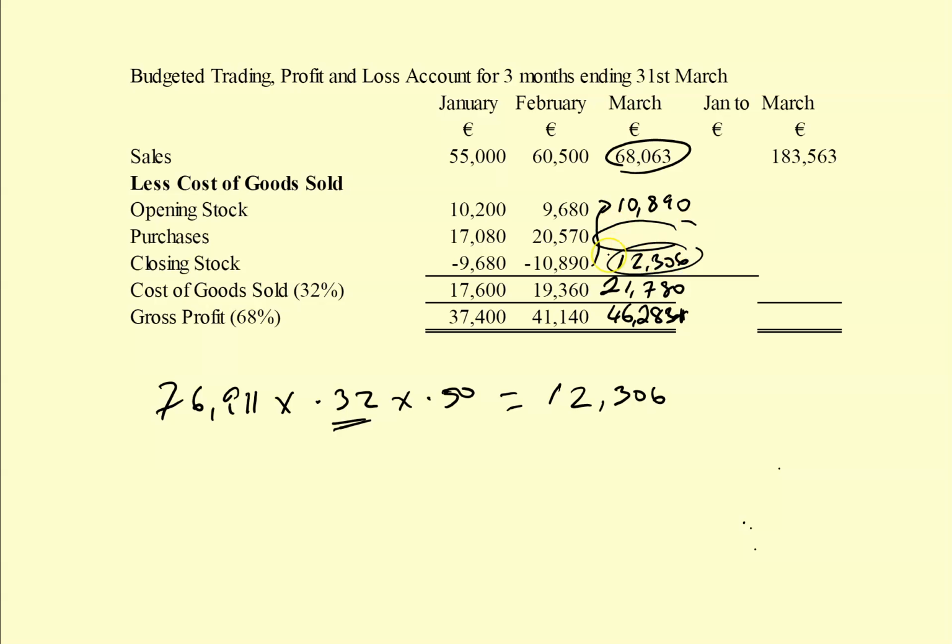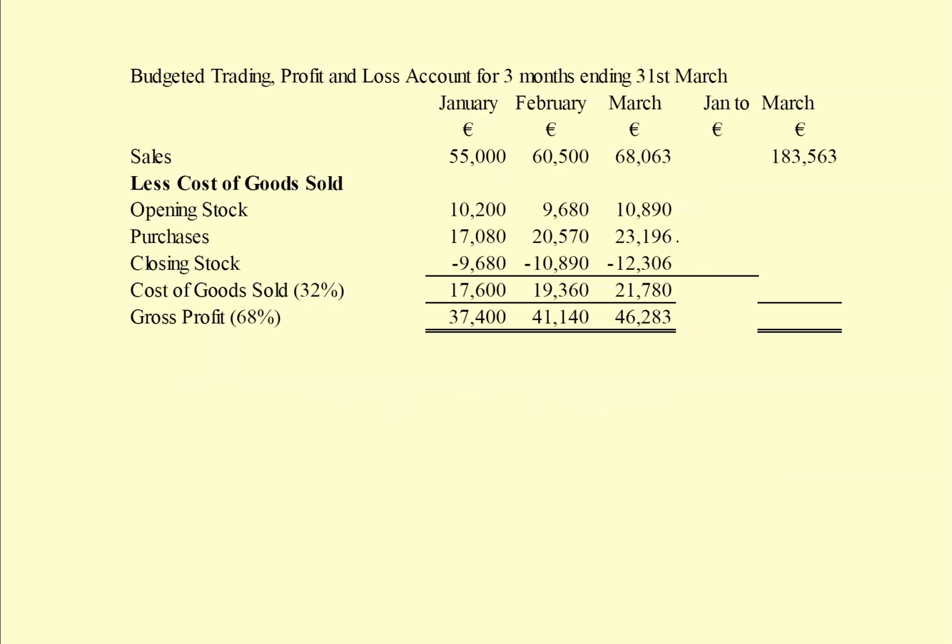And then I'm going to work out this figure here. The same thing as before, it'll be the opening stock plus the purchases less the closing stock equals the cost of sales. So purchases equals the cost of sales, this figure here, minus the opening stock plus the closing stock. Now if you work that out, that figure comes to 23,196. Now what I'll do is I'll tidy that up, put it in there.